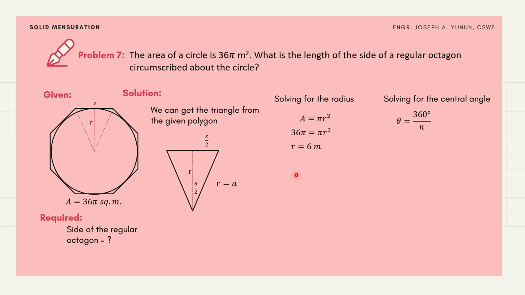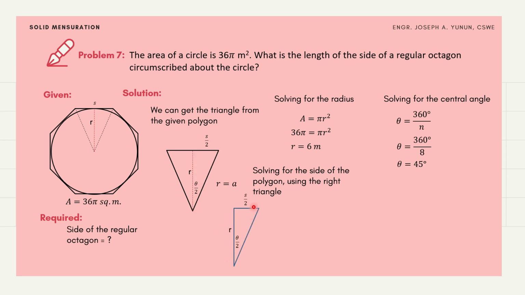Okay, so for the central angle, since it is an octagon, you have 8 sides, and that will give us a value of 45 degrees for the central angle. Now, solving for the side of your polygon using this right triangle.